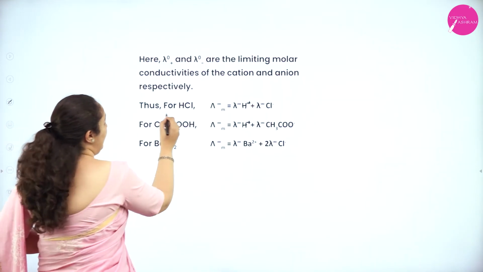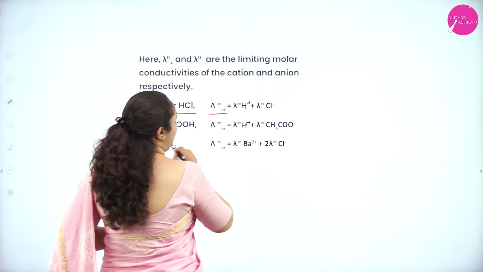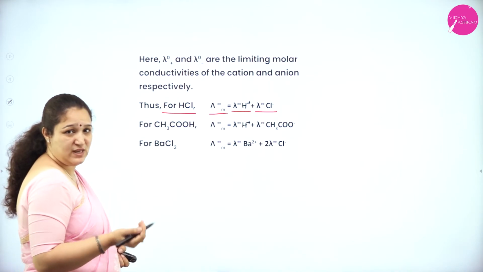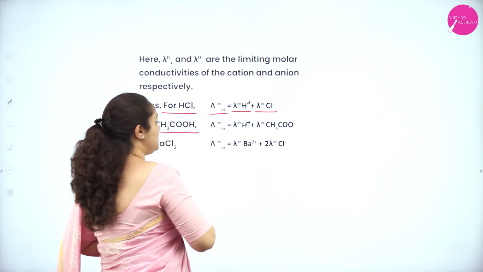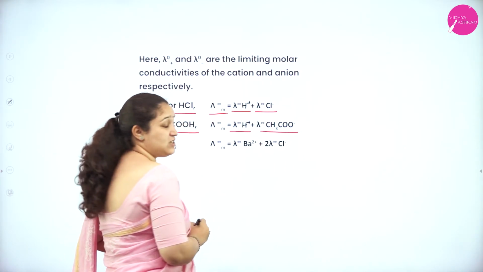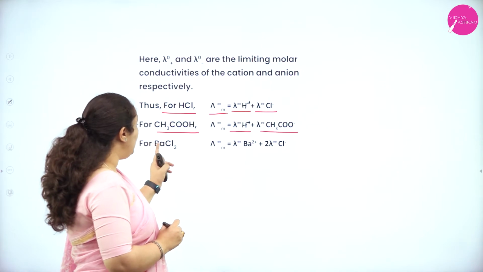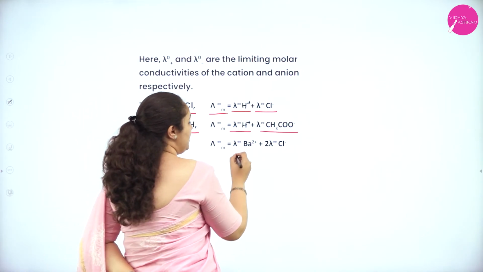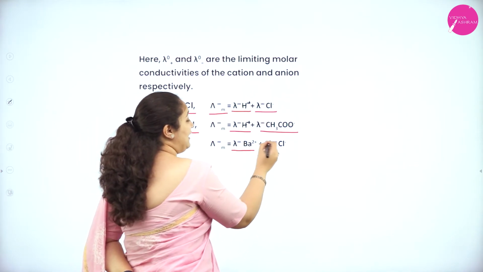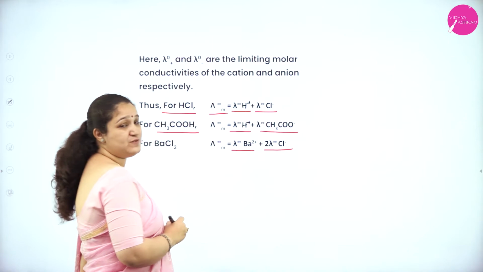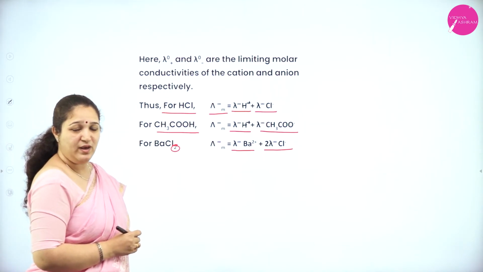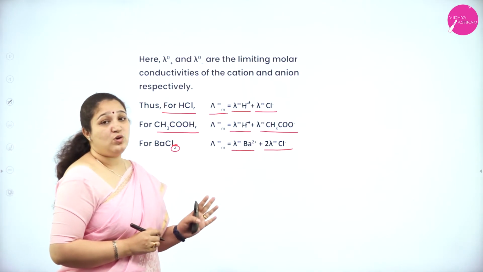Now, for example, HCl: the limiting molar conductivity of HCl is the molar conductivity of H+ ion plus the molar conductivity of Cl- ion. For CH3COOH, I can write it as the molar conductivity of H+ ion and CH3COO- ion. The molar conductivity of BaCl2 is the molar conductivity of Ba2+ ion and 2 into the molar conductivity of Cl- ion. Why have I multiplied by 2? Because of this. Okay, so this is Kohlrausch law.